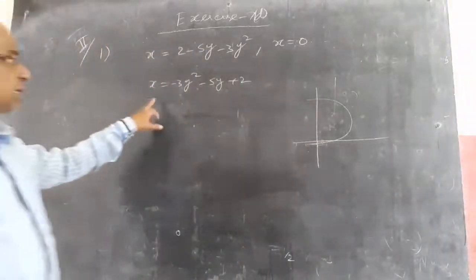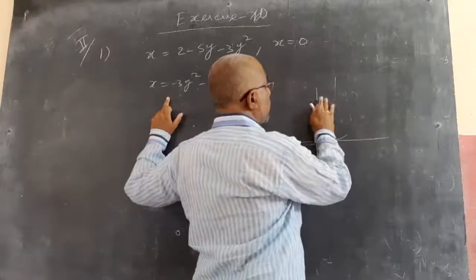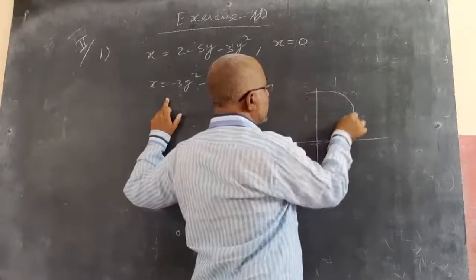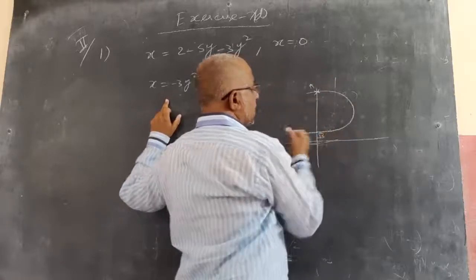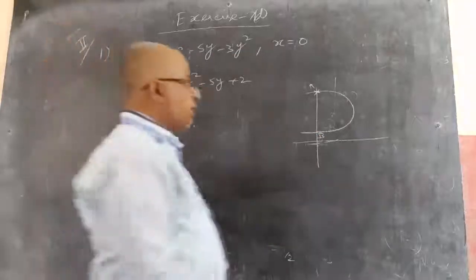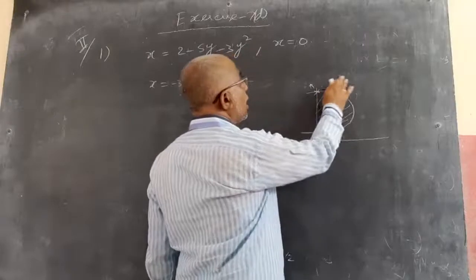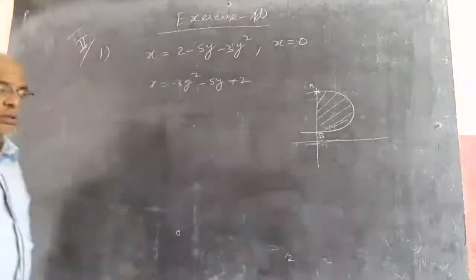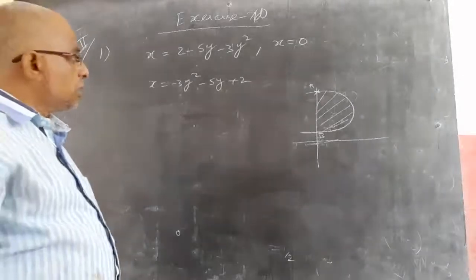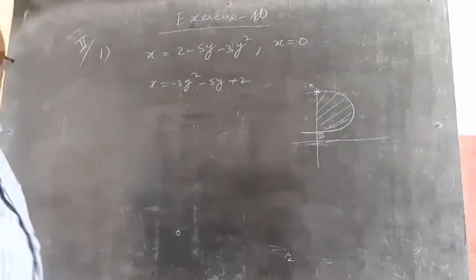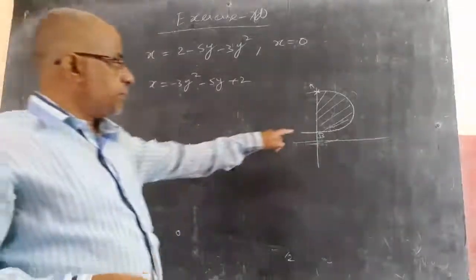So it is cutting x equal to 0, which means the y axis, at 2 points. Assume this is A, this is B. It is cutting the y axis at A and B. Now he is asking for this area. So like this you can do this type of sums. The simple way is to find the two limits A and B.